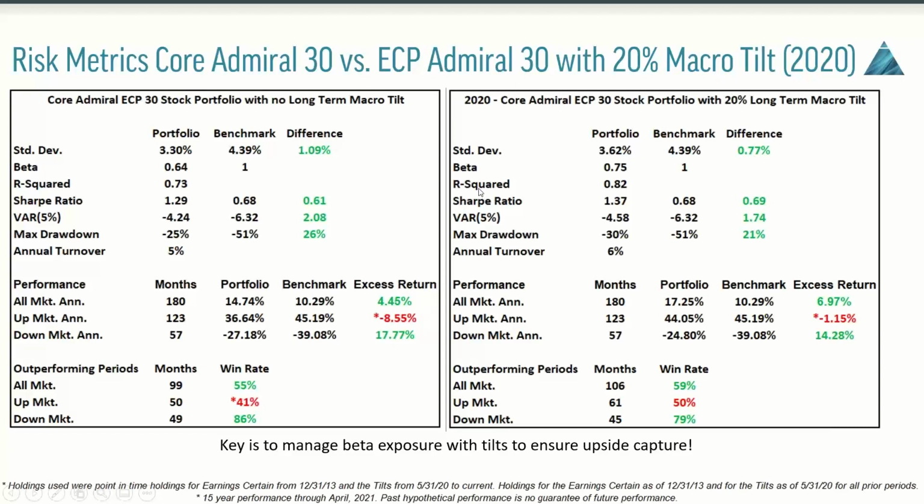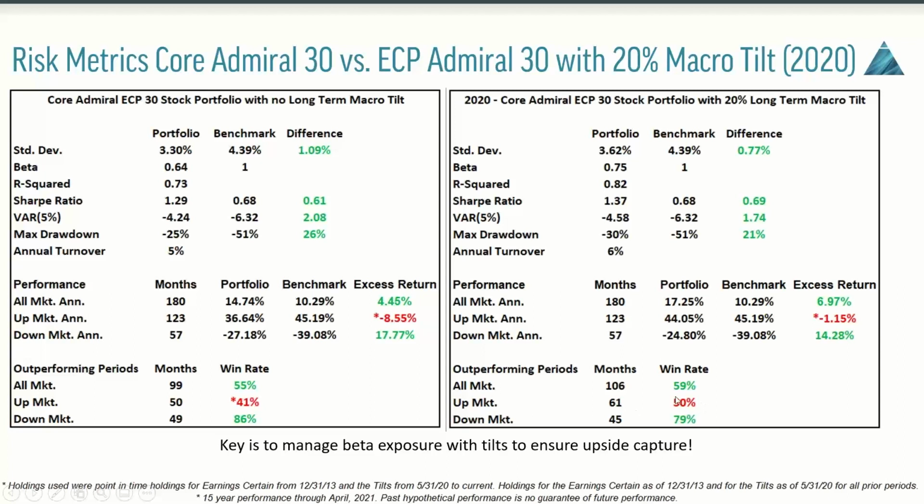And you can see this year, we've got a little bit of a difference playing out. So when we do that, our beta goes from 0.64 to 0.75. So we get a little bit better beta exposure. And you can see that that directly impacts our excess returns in the up markets. You can see that excess return is now negative, only negative 1.15, where it was negative 8.55 before.